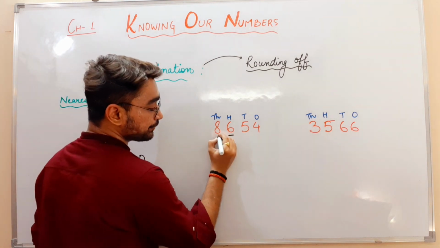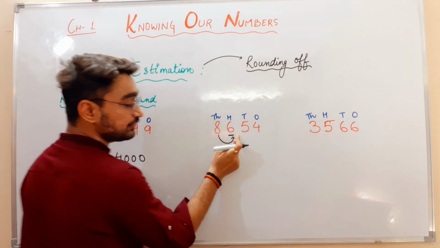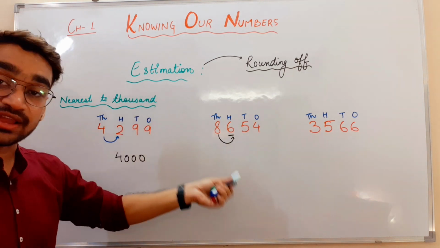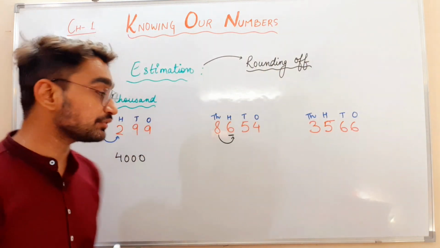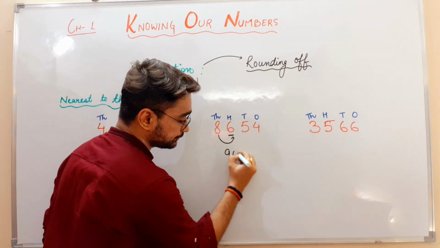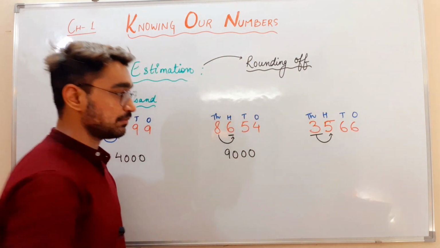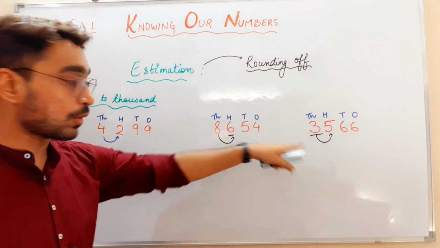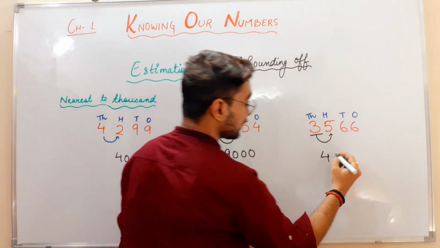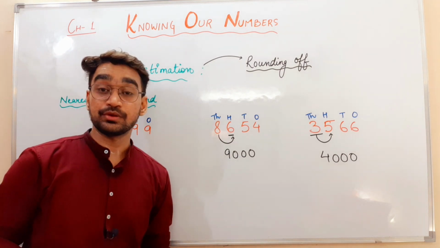Because nearest to 1000 means I look at the 100 place, so 6. If this number at the 100 place is more than 5, I have to move forward to the next 1000. What is the next after 8,000? 9,000. Here the same condition, I have to look at this 100 place number. If it is greater than or equal to 5, we have to move forward to the next, that is after 3,000 what is coming, 4,000, like that. So actually this is our rounding off.